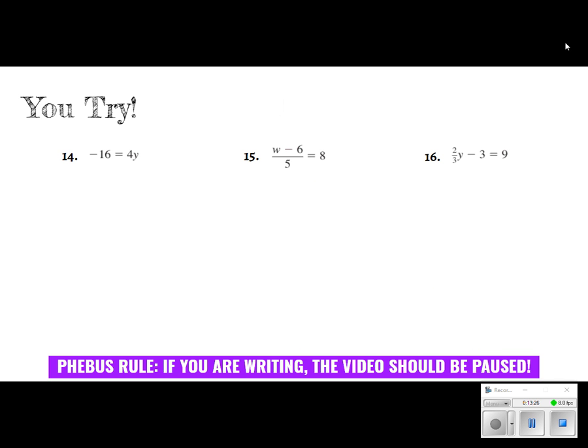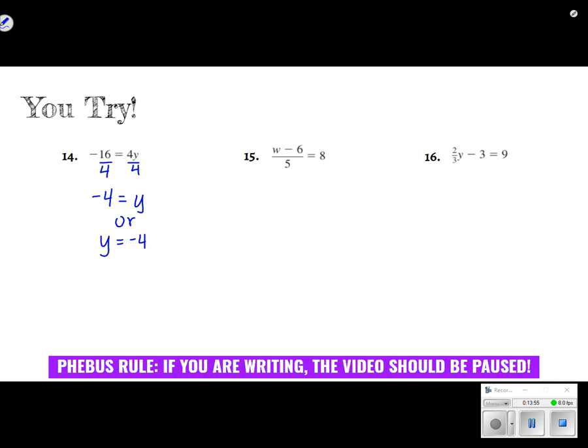All right, so here, pause the video, you try. All right, you're back. Number 14, we're solving for y, so we're going to divide both sides by 4. Negative 16 divided by 4 is negative 4. Or you can write y equals negative 4. Same thing. Once you get used to the options that you have, but I don't want you to think that if I only write it one way, that that is the only correct way.